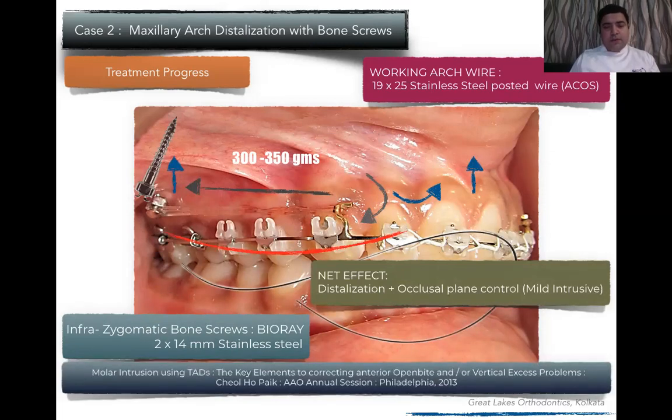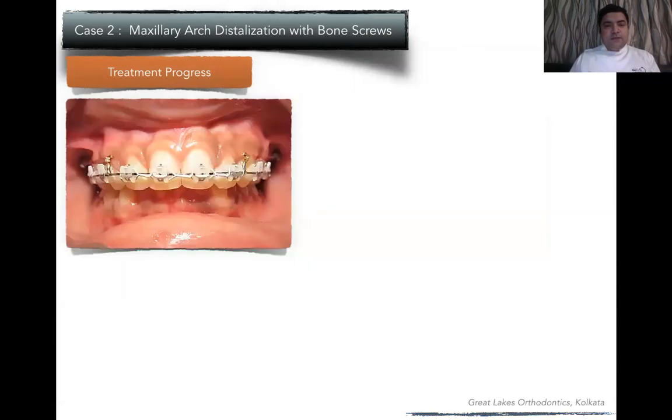If you want to know more about the accentuated curve of Spee mechanics, you can go through this article by Chiola Pike, which he presented in the AAO annual session, Philadelphia 2013. So that's how we are going to progress with this case. So the treatment progress would be that we are using 19x25 SS in the upper.